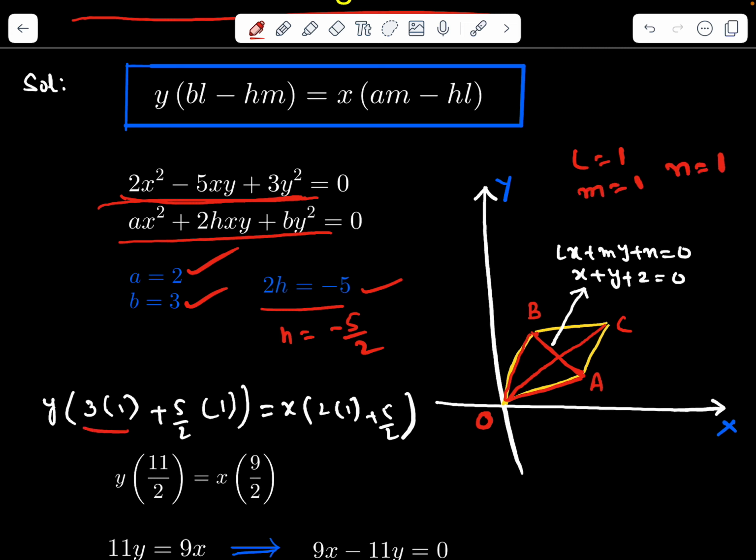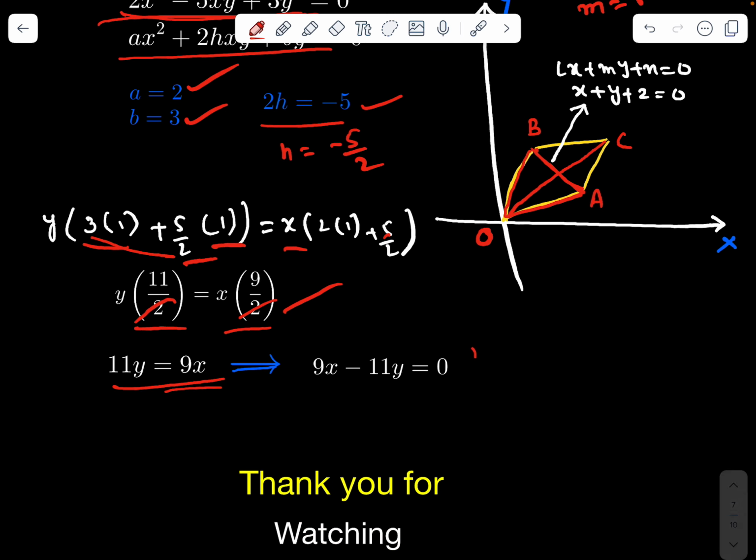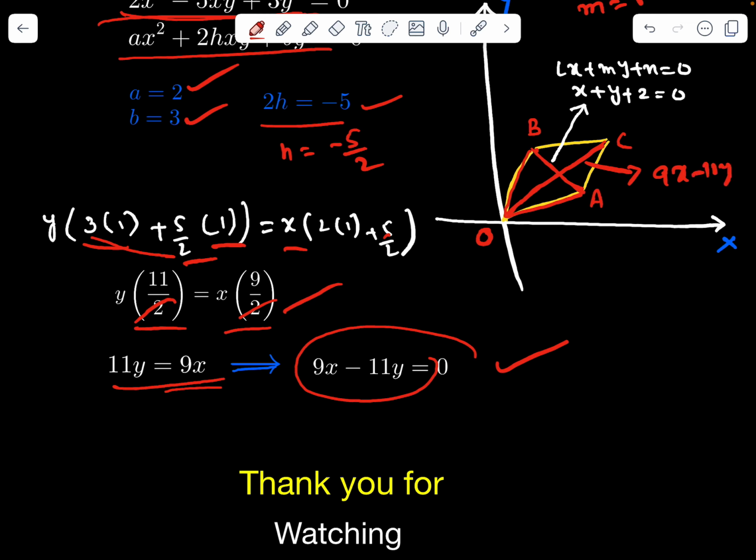3 into 1 minus of minus 5 by 2 into 1 is equal to x into (a m). The value of a is equal to 2 and m is equal to 1. Minus hl, minus of minus 5 by 2 into L, the value of L is equal to 1. Therefore, 2 3 is 6 plus 5, 11 by 2, 2 2 is 4 plus 5, 9 by 2, 2 2 cancel. Therefore, 11y is equal to 9x. Therefore, answer is 9x minus 11y is equal to 0. This is the diagonal equation. Here you can observe the diagonal is passing through the origin. Therefore, there is no constant term.